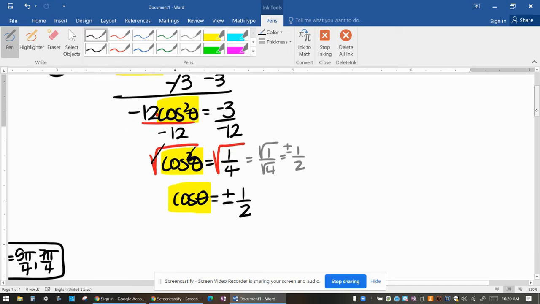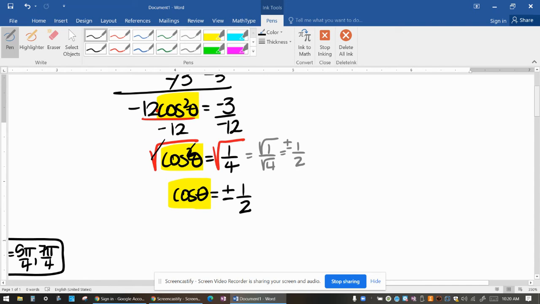So go ahead and pause the video right now and ask yourself, what reference angle am I going to use? Remember, these two pieces of information are enough to tell you what your reference angle is and what quadrants we're going to be looking at. So I want you to figure out which reference angle is going to work that will give me adjacent over hypotenuse of 1/2. Go ahead and pause the video. Unpause it when you find it.